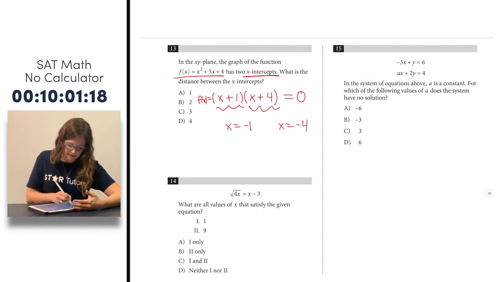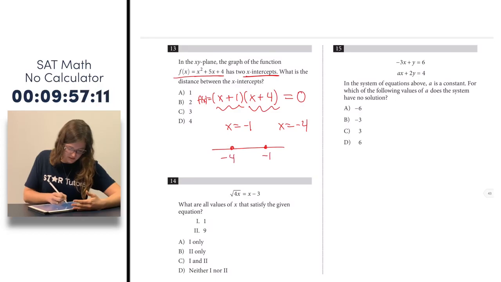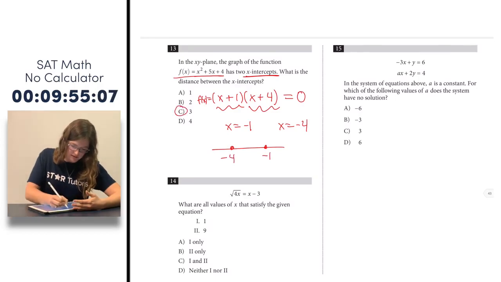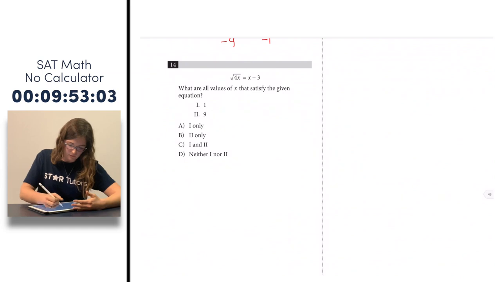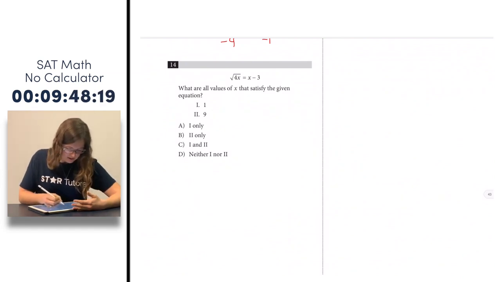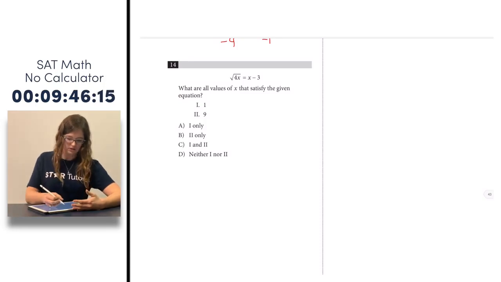And then I want the distance between them. The distance between those two numbers, -4 and -1, is 3. So that's going to be C. Number 14, we've got, what are all values of x that satisfy the given equation?